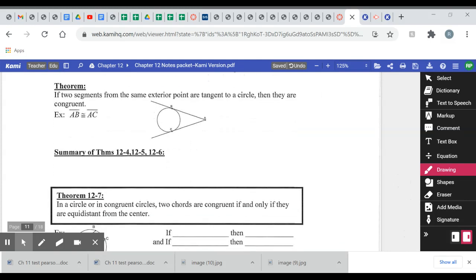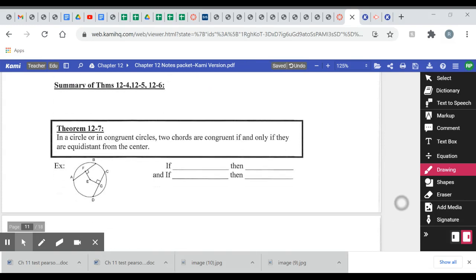All right, next up is a theorem that says if two segments from the same exterior point are tangent to a circle, then they are congruent to each other. So in this case, if both of these tangents are coming from the same point A outside the circle, then this piece must be congruent to this piece.